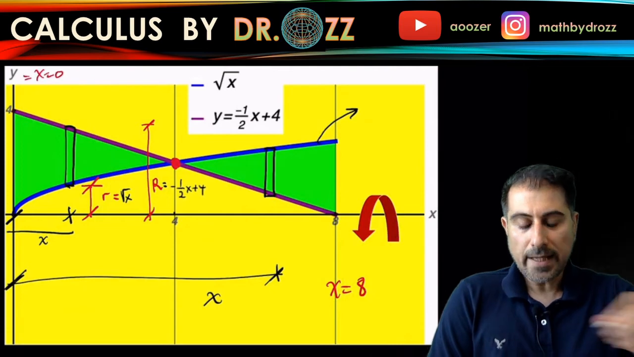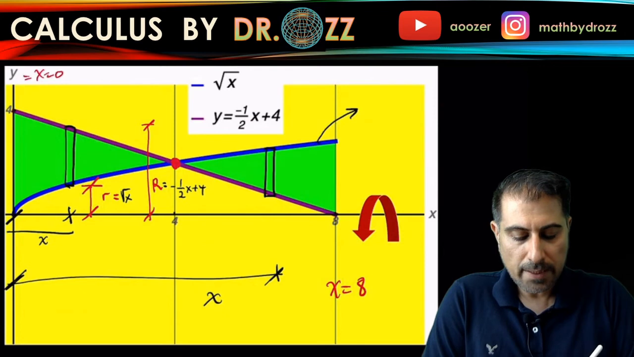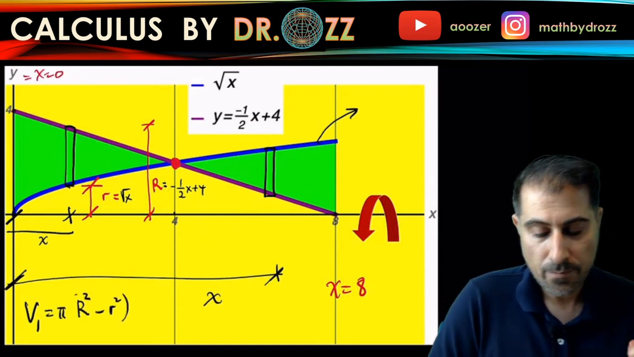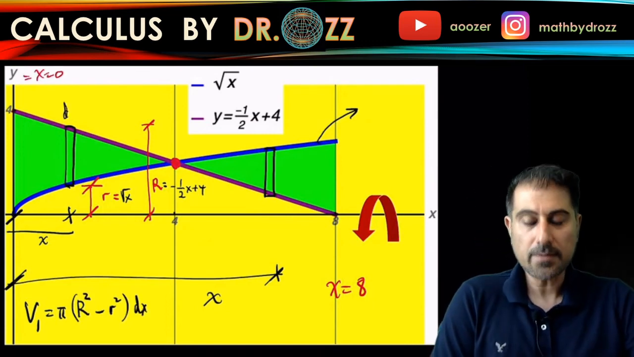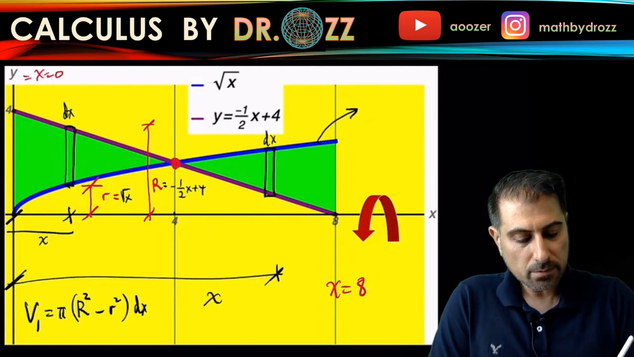And in turn, when I have a disk, the volume, let me call it volume 1, is pi times outer radius squared minus inner radius squared times dx. I'm not integrating yet, okay? And this comes with thickness dx. Obviously, this comes with thickness dx. Okay, this is the volume of the first one. So I'll just put the x here to save space.